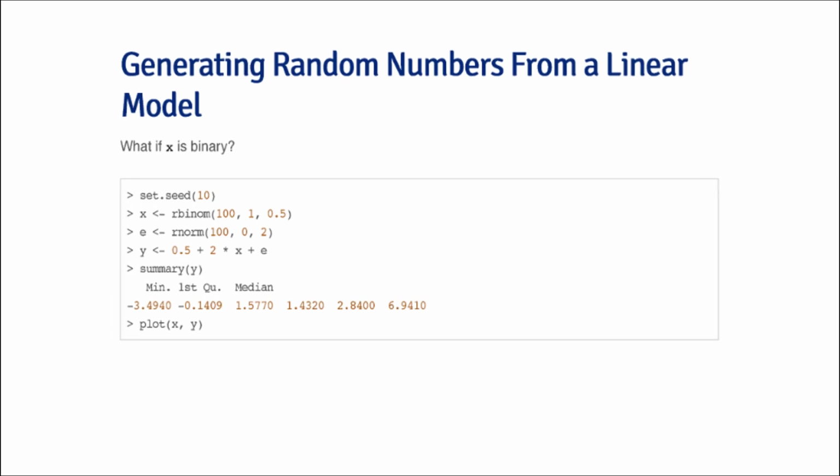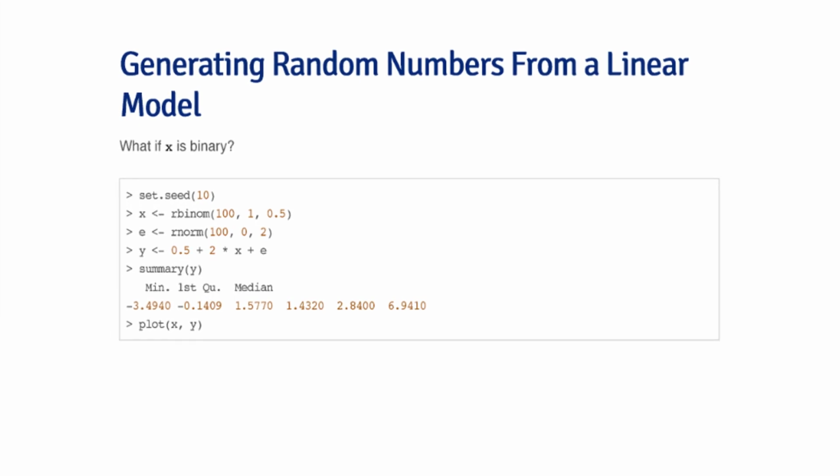So, just a slight variation of the previous example. What if instead of x being a normal random variable, x is a binary random variable? So maybe it represents gender, or maybe it's some treatment versus control or something like that. So here it's very simple. I can generate binary data from the binomial distribution using the rbinom function.